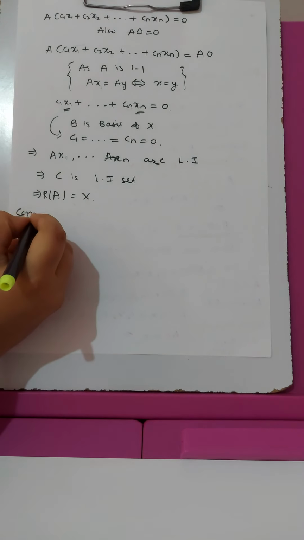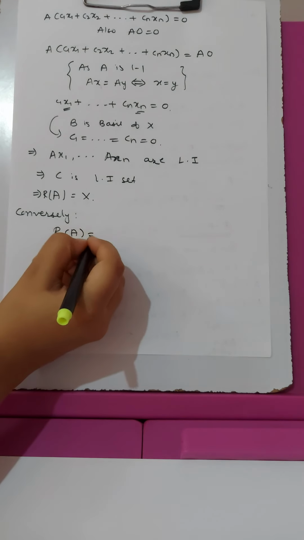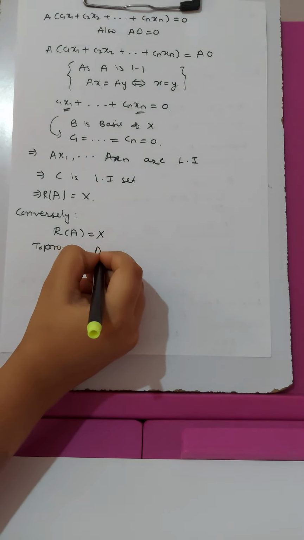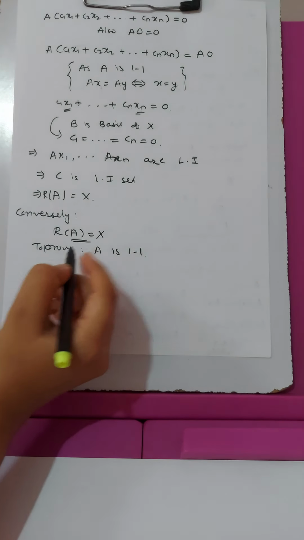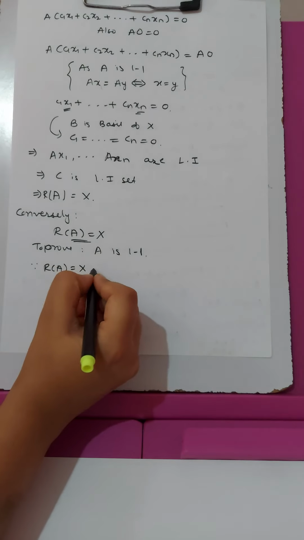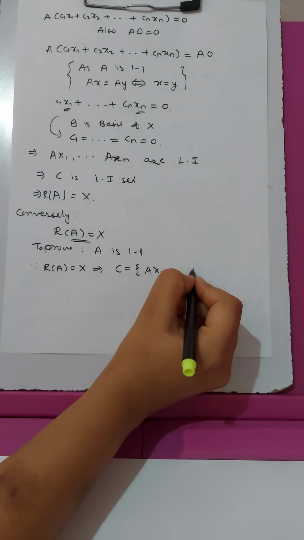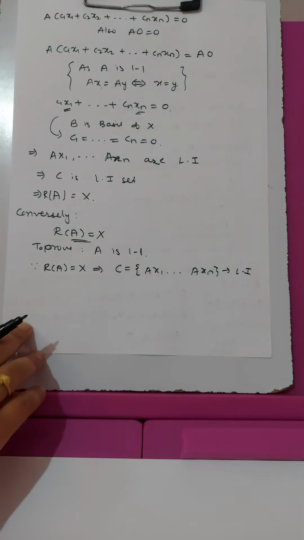Now conversely, it is given that R of A equals X, and we have to prove that A is 1-1. Since R of A is equal to X, this implies that the set C, Ax1 up to Axn, is a linearly independent set.